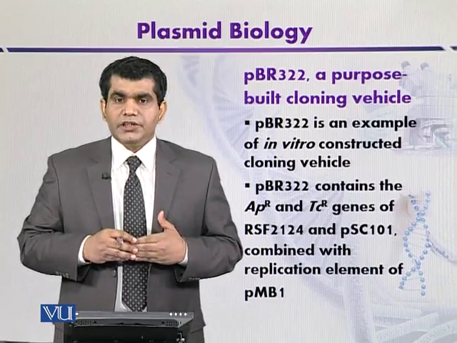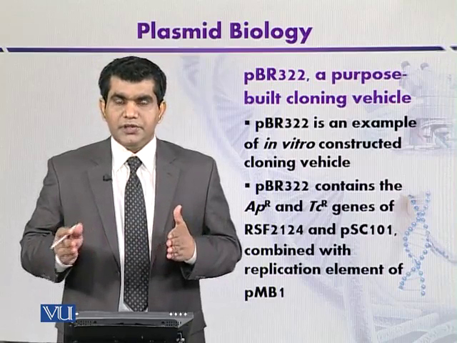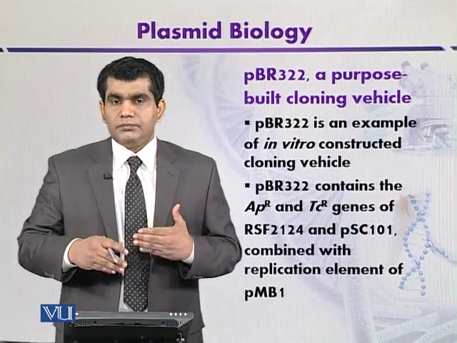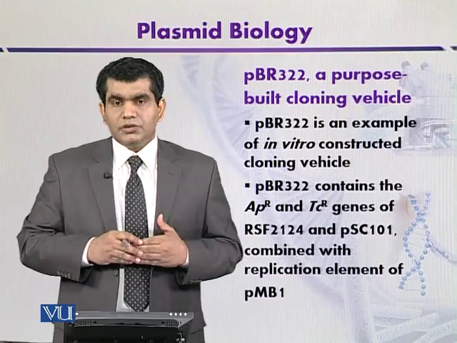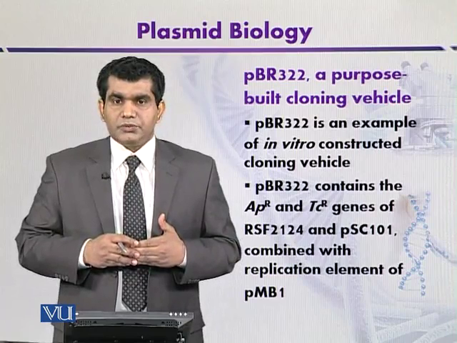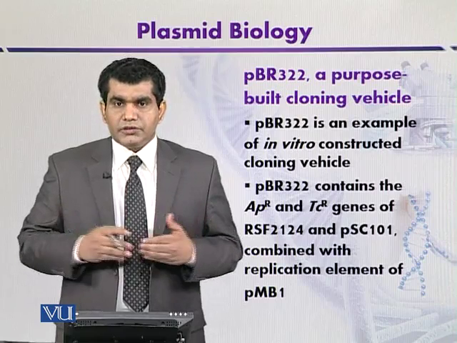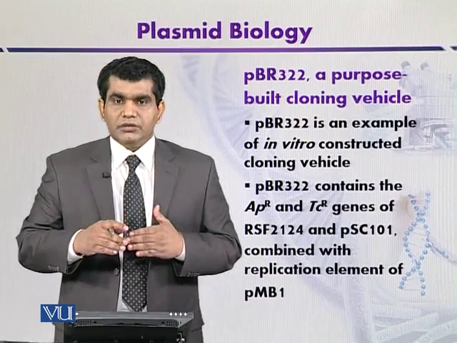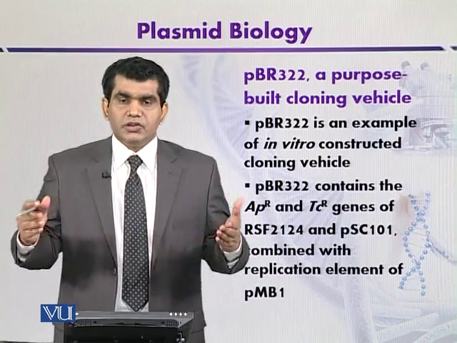For example, its tetracycline resistance gene is from a natural plasmid pSC101, and its ampicillin resistance is from RSF2124, and its origin of replication is from another plasmid that has the properties of ColE1, and it is pMB1. So it is a chimeric molecule that contains different selectable markers and origin of replication from different sources.